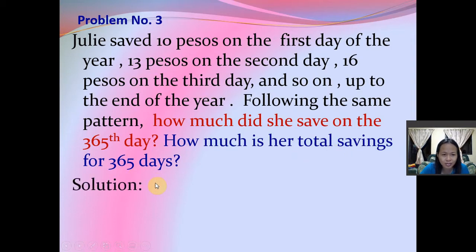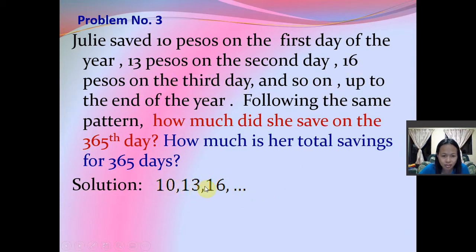First, we are going to find out what kind of sequence we are talking about here. On the first day, she saved 10 pesos. So therefore, our first term is 10. And on the second day, she saved 13 pesos. So our second term is 13. And on the third day, it's 16 pesos.